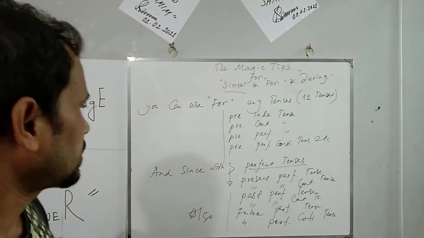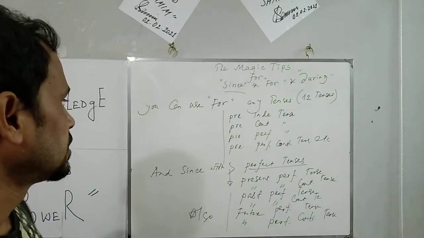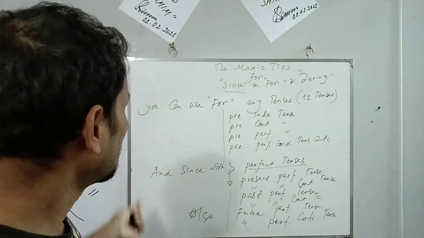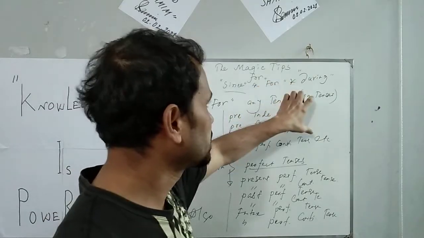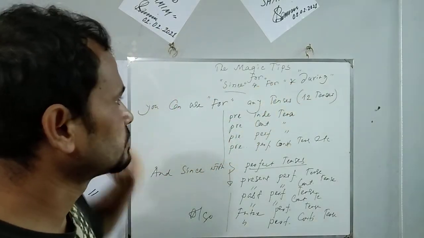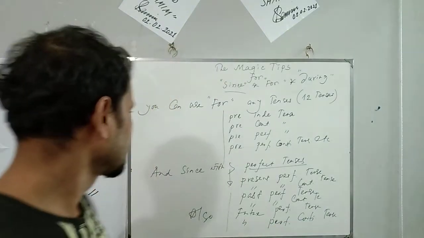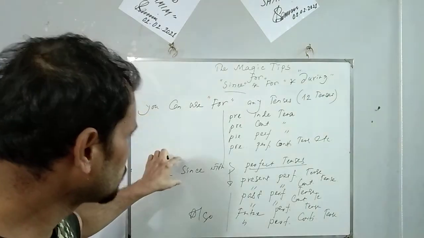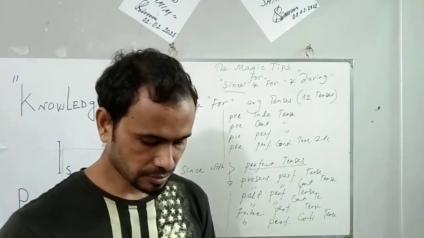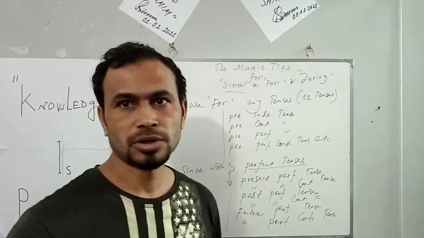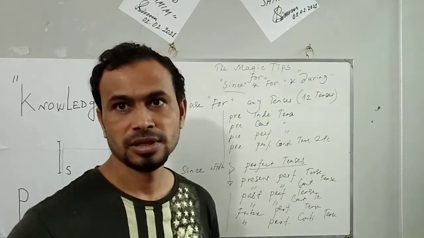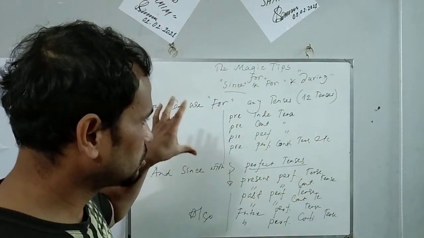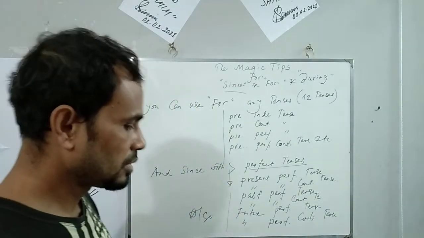I think, my friends, you understood properly what I am trying to say. Okay. For 12 sentences, you can use for, always. Since for perfect tenses, you use since, always. I think this is the most important information you got in my videos. Okay.